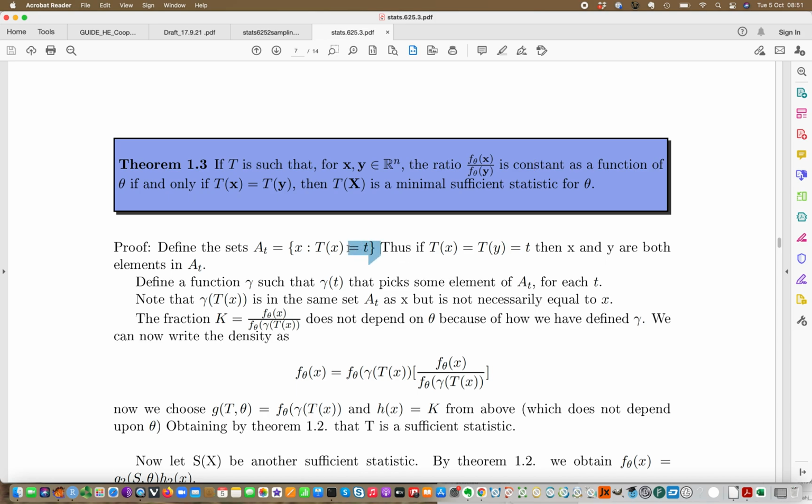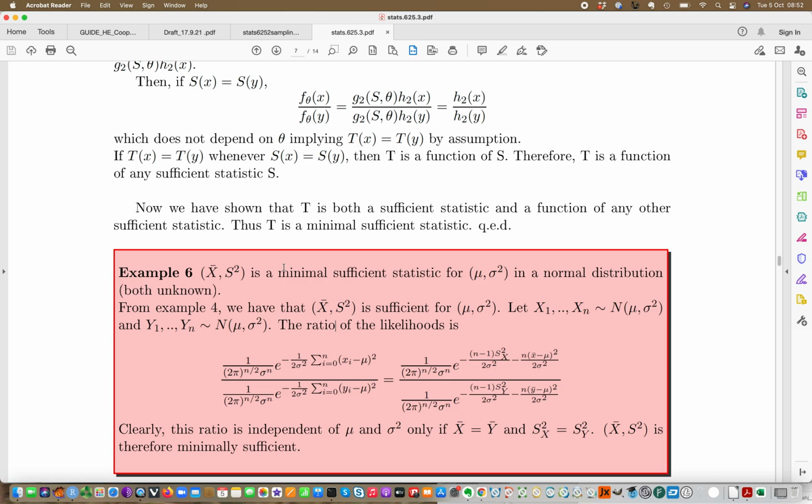As in the previous case, it sort of looks at these trajectories and, apart from that, it's basically a thing you need to work out by hand. Now, it's an if and only if statement. Sorry, it's an if statement. The ratio has to be constant if and only if t of x equals t of y. And again, what we do to use this theorem is we just look at these ratios and see under what conditions is t of x equal to t of y, and then we usually fairly easily find what is the minimal sufficient statistic. And you can do this for the Gaussian, for example.